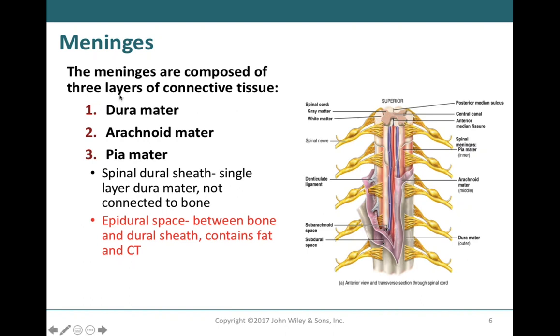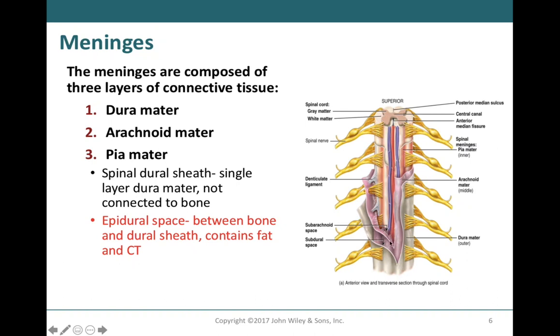And these are also listed superficial to deep. So the dura mater is going to be on the outside, the outer dura mater. The arachnoid mater is going to be found between the dura mater and the pia mater. And then the pia mater is going to be contacting the spinal cord itself. So we can actually see this outer thick dura mater shown out here. The dura mater is the thickest, toughest layer of all three of these.